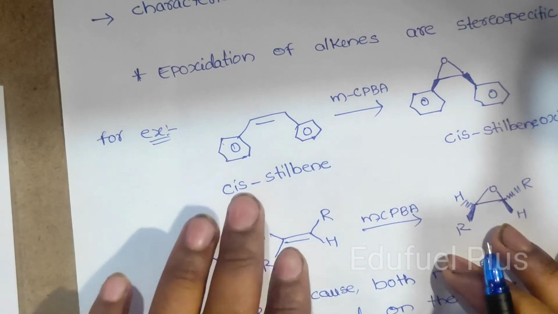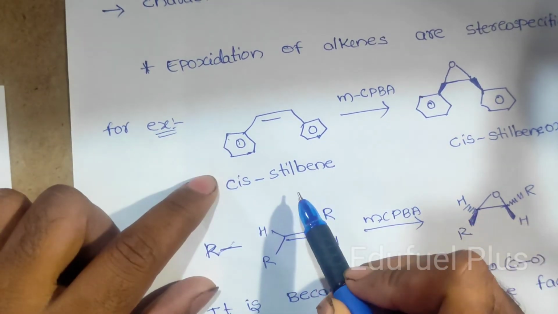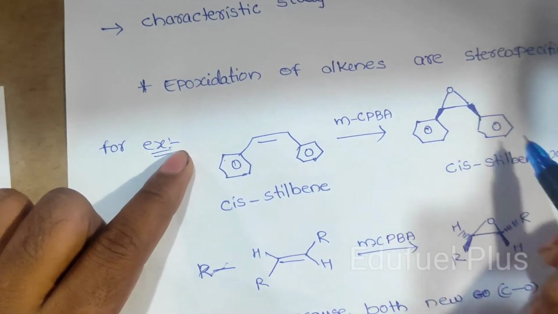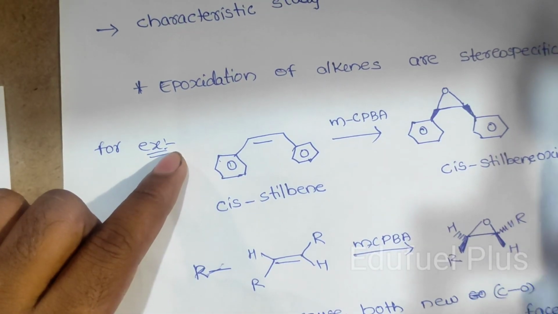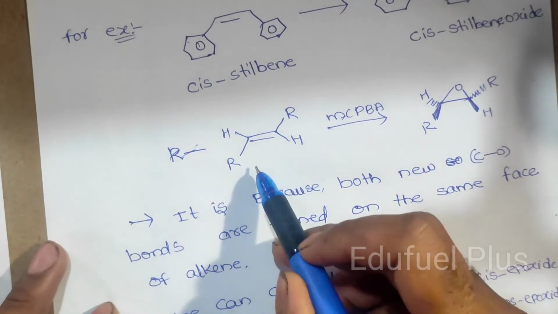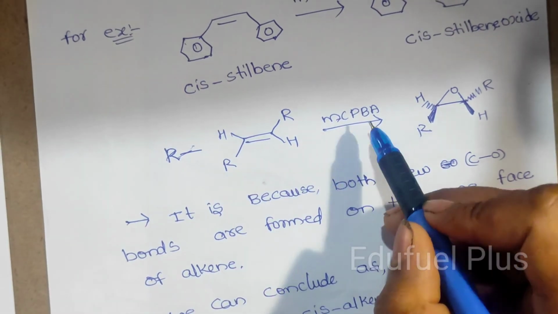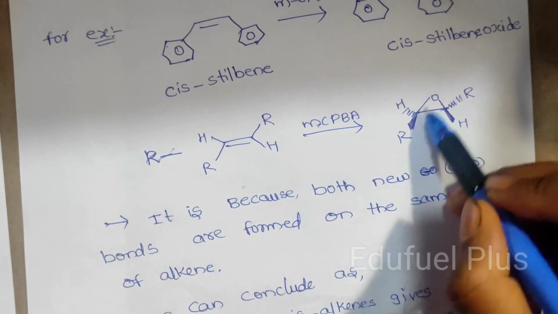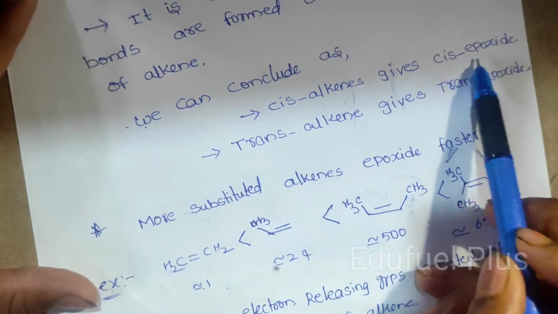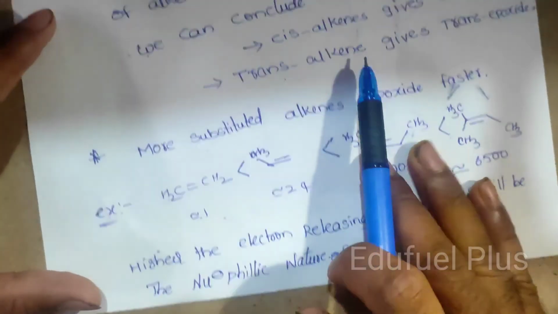Here I collected two examples. When cis stilbene is reacted with MCPBA, we are having cis stilbene oxide, and when trans stilbene is reacted with MCPBA, we are having trans stilbene oxide. Similarly, for any alkene, treat it with MCPBA and you are having the trans product like this. So I concluded this as: cis alkenes give cis epoxides, trans alkenes give trans epoxides.